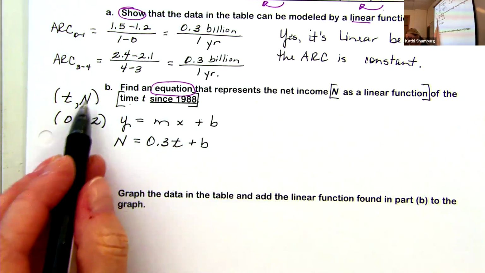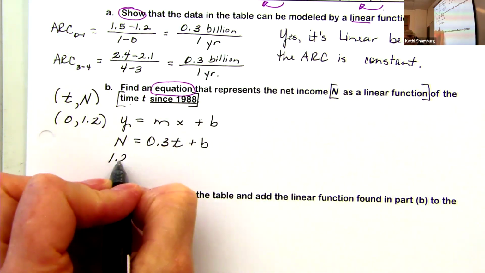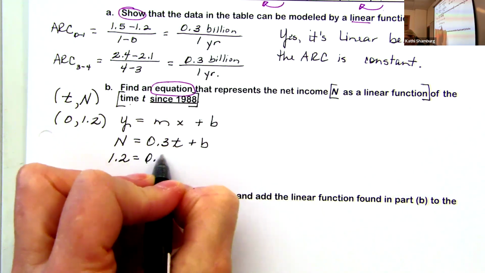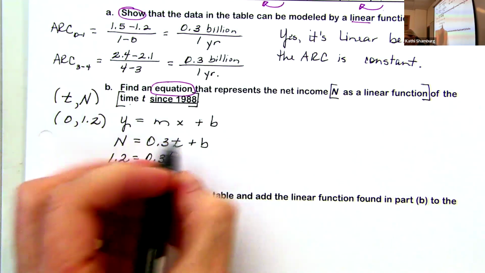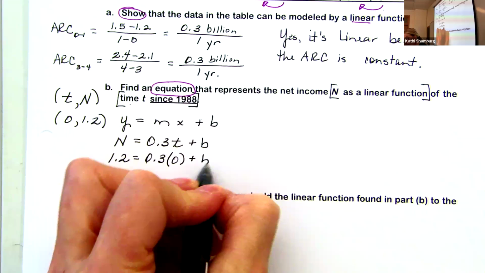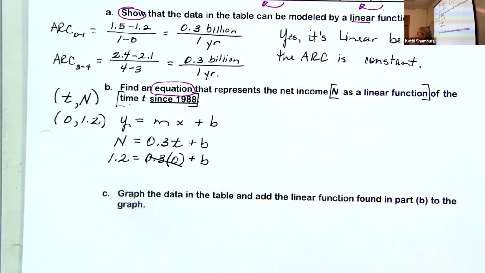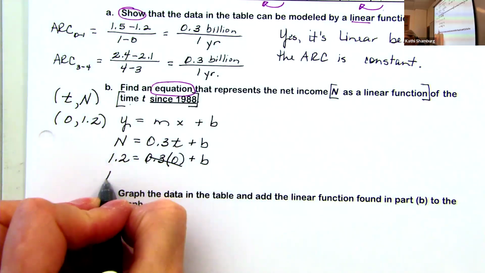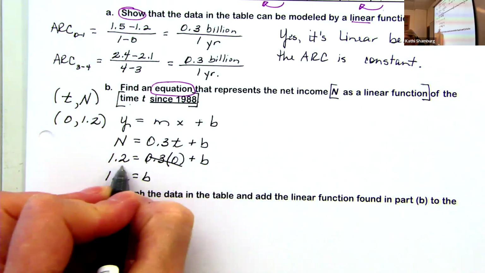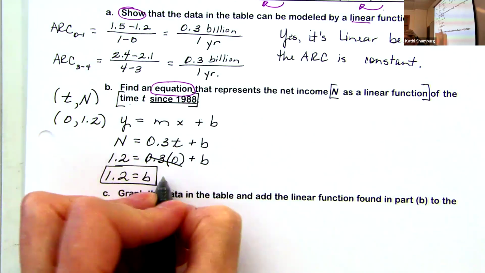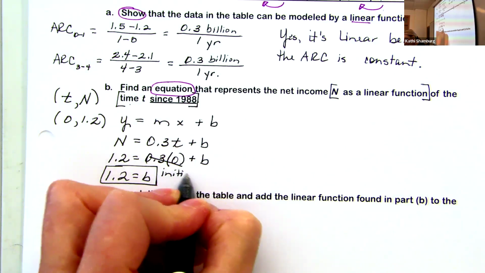Okay, so in place of n, we would put 1.2. 0.3 times 0 plus b, and we know anything times 0 is just 0. So we get 1.2 equals b. So this is our initial value.